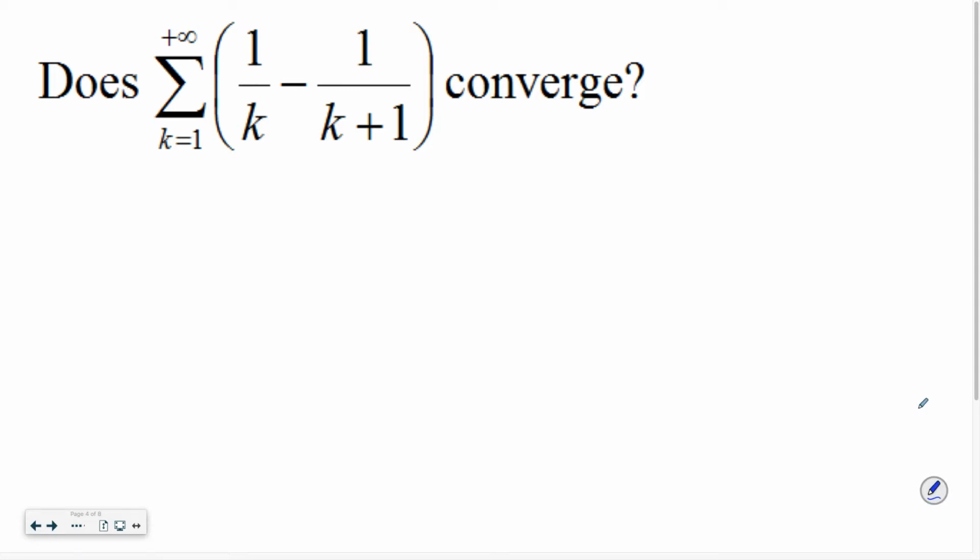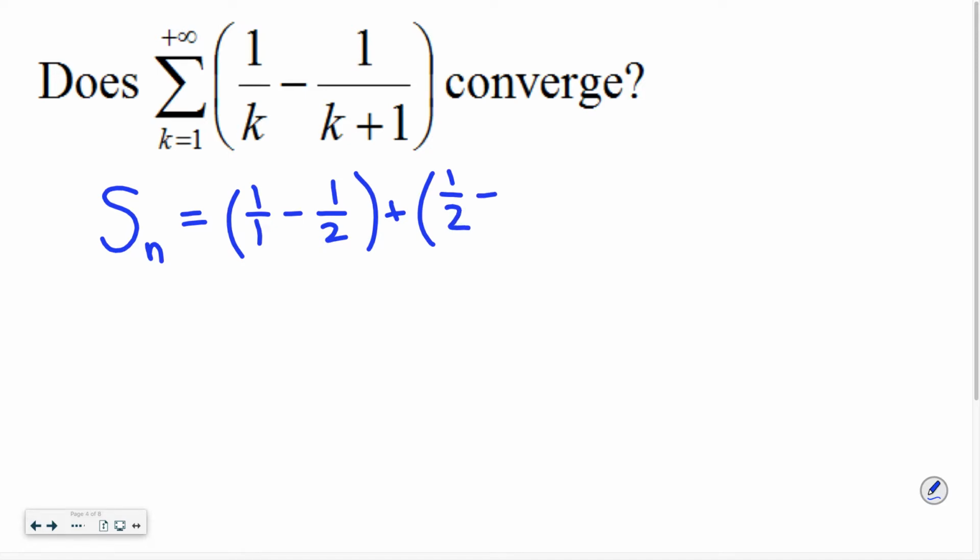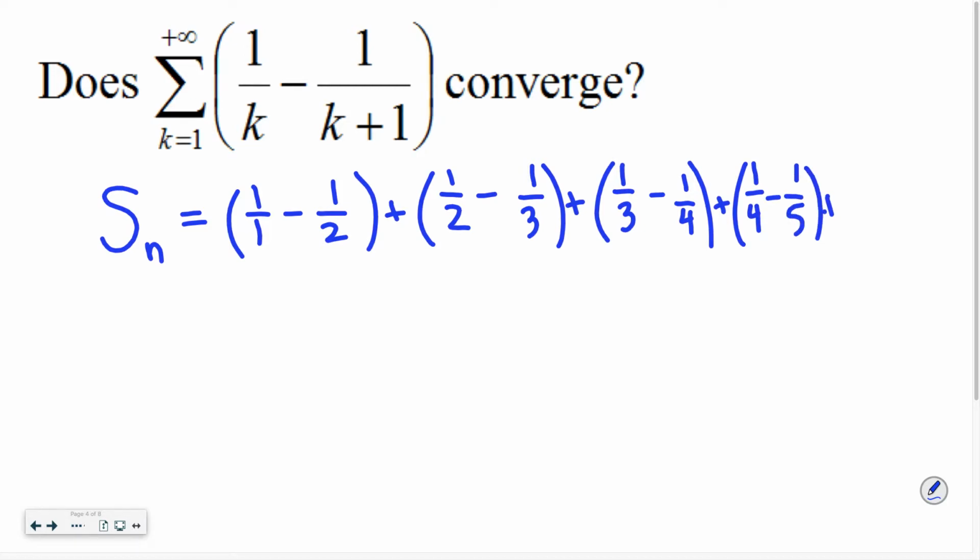Some of us may be seeing a pattern. Let's just talk about the nth partial sum, so we can use that limit that we had on that previous slide. What's our first term? 1 minus 1/2. Our second term, 1/2 minus 1/3. Our third term, 1/3 minus 1/4. Our fourth term, 1/4 minus 1/5. Is that enough? 1/5 minus 1/6, all the way until 1 over n minus 1 over n plus 1.